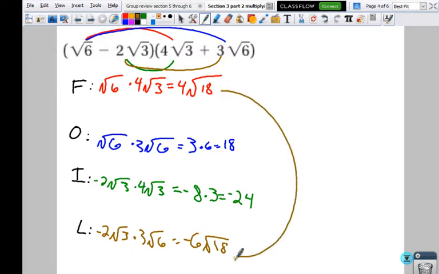The 4 square root of 18 plus -6 square root of 18. Oh, okay. So 4 plus -6 is -2. So I have -2 square root of 18. And I have just two regular numbers, right?